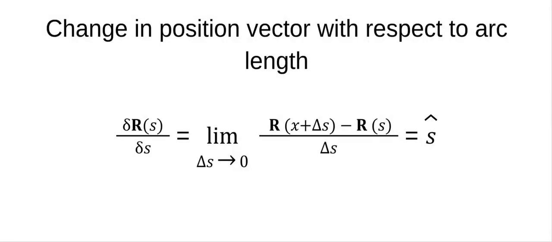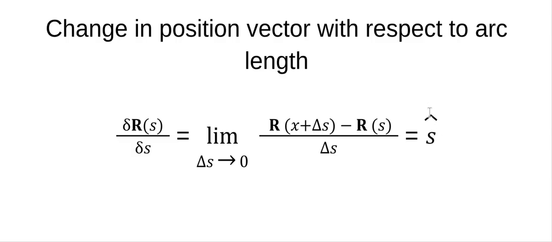Hello, Tensor friends. Yesterday I posted a video where we looked at the change in a position vector with respect to an arc length. And what we did was derive, using the definition of a derivative, this unit tangent vector, which we're going to use later on in our study of curvature in Riemannian geometry. So I just wanted to introduce it.